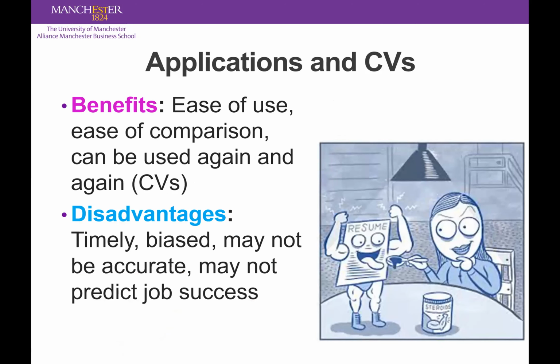What are the benefits and disadvantages of using applications and CVs only to select the candidates? The benefits could be that it's easy to use and easy to compare. It can be used again and again from the pool. It seems quite easy to operate. However, the drawback could be that it is quite time-consuming to read all the CVs and applications, and it may also involve some bias. It may not be so accurate and cannot fully reflect the job success and performance of the employees.